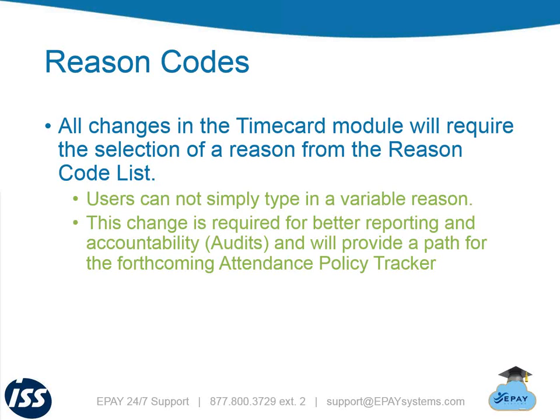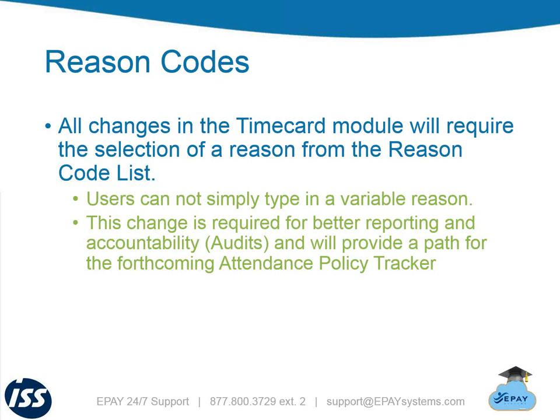And so whenever you make any change to a time card entry, in other words, an employee has punched in and punched out, anytime you make a change to that employee's time, whether it be the in, the out, or both punches, whether it be a change to the work order, or a change to the job they clocked in, any change on that time card line will require a selection of a reason from the reason code listing.